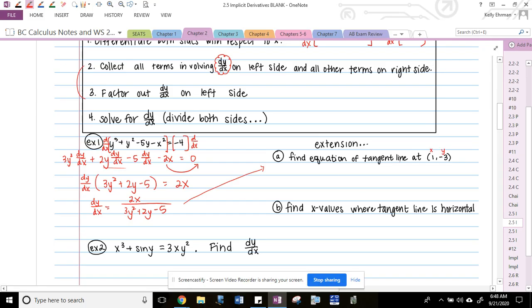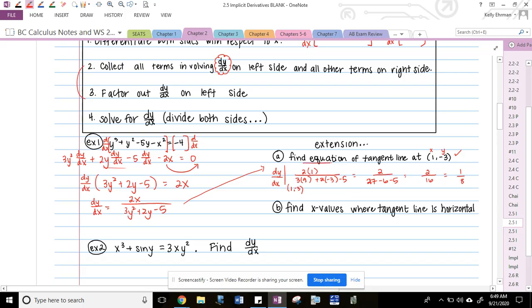So find the equation of the tangent line at this point. So we have the point, we need the slope. That would be dy/dx evaluated at (1, -3) in this equation. So that's 2 times 1 over 3 times -3 squared is 9, plus 2 times -3 minus 5. That's 2 over, let's see, 27 minus 6 minus 5. So 2 over 16, 27 minus 11, which is 1/8.